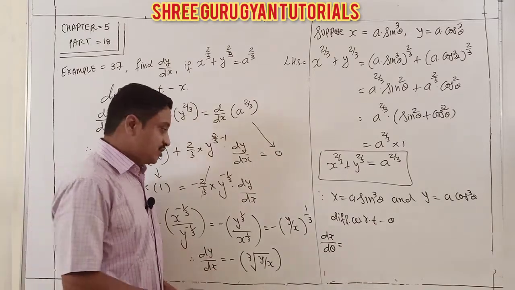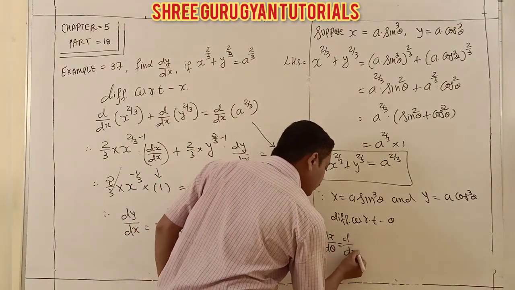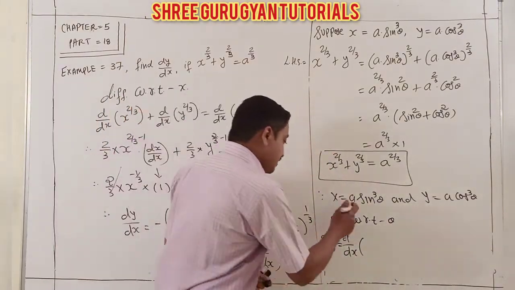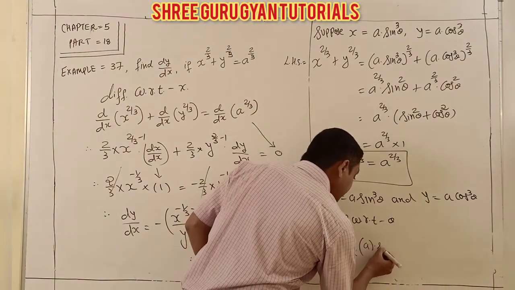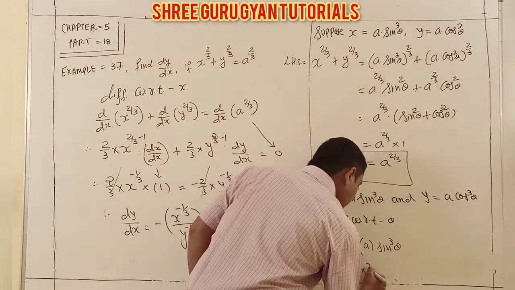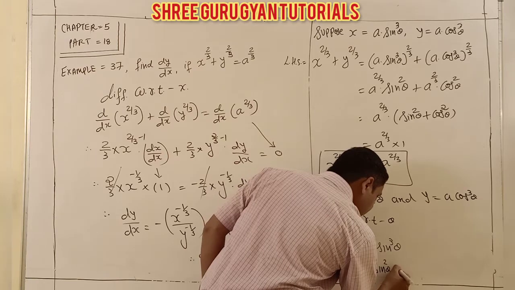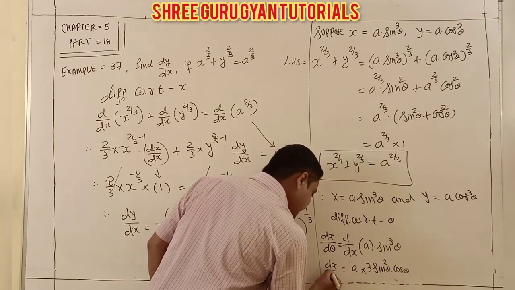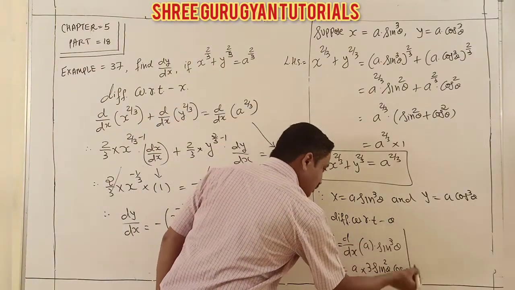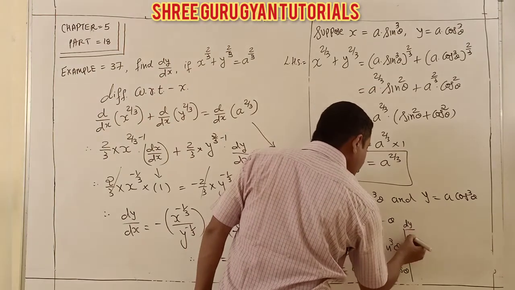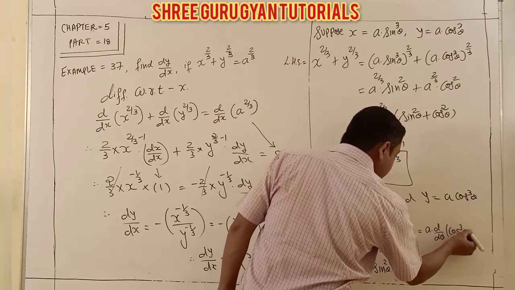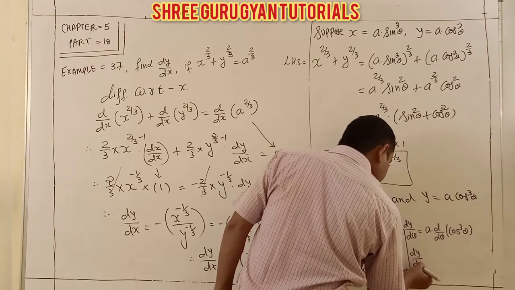Same answer coming. Check here d by dx of a, what is the value? Yes, the value is 0. So students, here the derivative of a sin cube theta is a times, what is the sine cube derivative? 3 sine square, and the sine derivative is cos theta. Yes, this is dx by dθ. Now I move to y: dy by dθ. a is a constant, d by dθ of cos cube theta. So what is the answer?